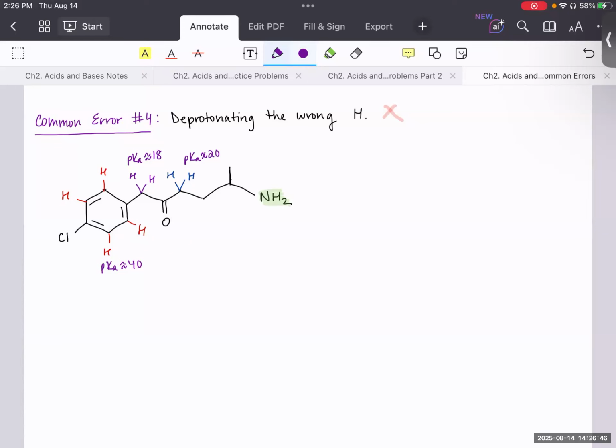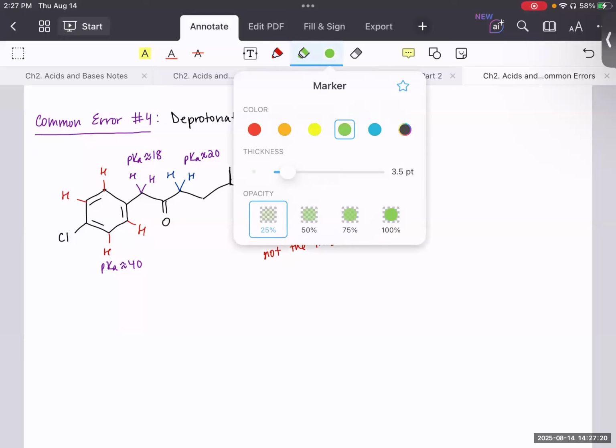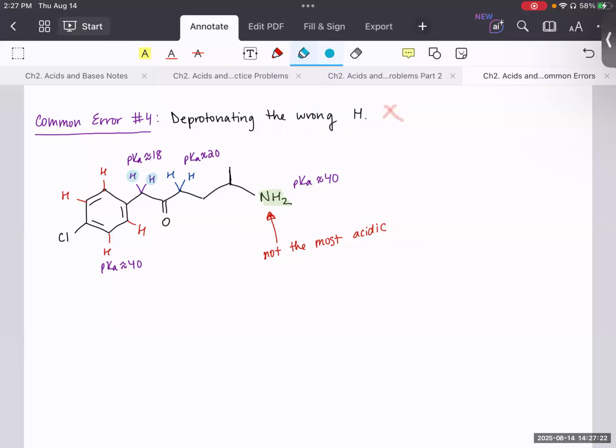And then this NH2 has a pKa of around 40. And so despite those hydrogens on the nitrogen being the only ones that are drawn in within a normal skeletal structure, they're actually not the most acidic because they have that higher pKa. And so what we see is that in this structure, those purple ones are actually going to be the ones that are more likely to be deprotonated because they're more acidic.